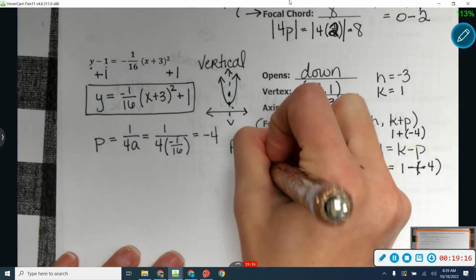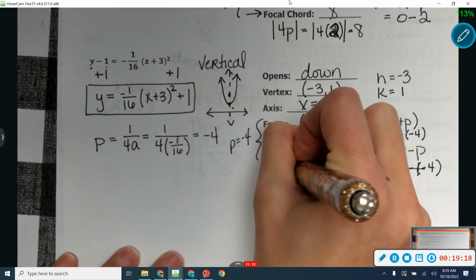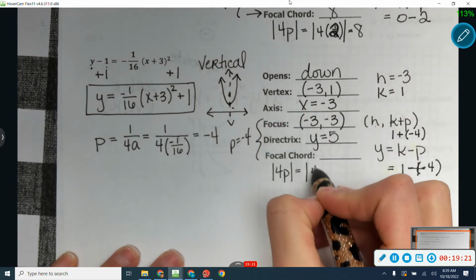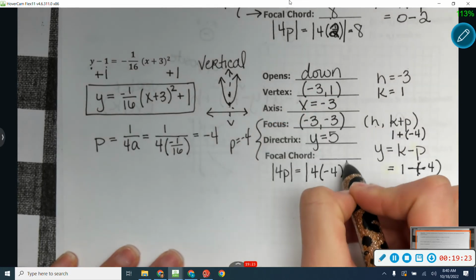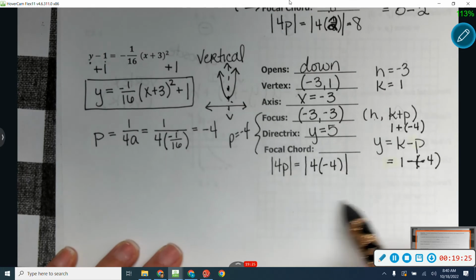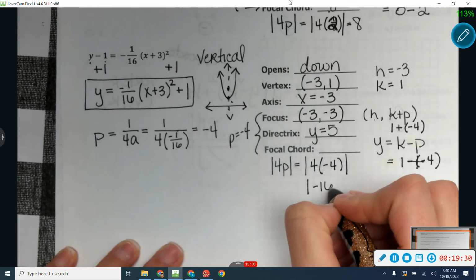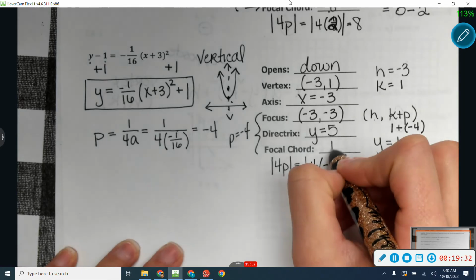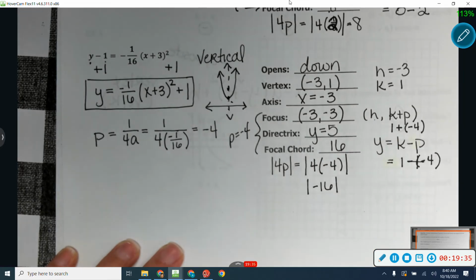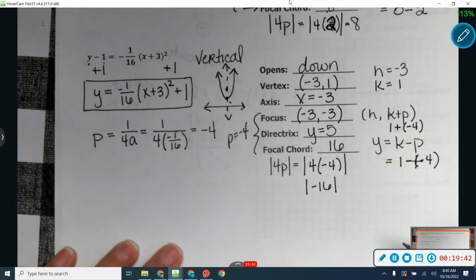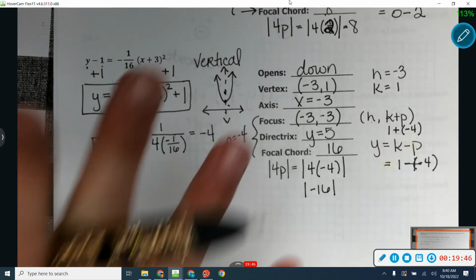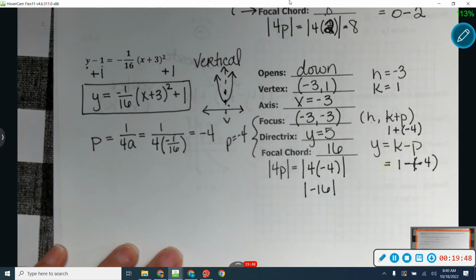Now my focal chord, absolute value of 4 times P, and I'm going to use the correct P value this time, which is negative 4. So this is why you're going to use absolute value, because this is going to give you a negative 16. You got the absolute value of negative 16, which is just 16. If you wanted to graph it and check, you could. I'm not going to right now. Okay? Are y'all good with that? Using your formulas, you can navigate all of that?